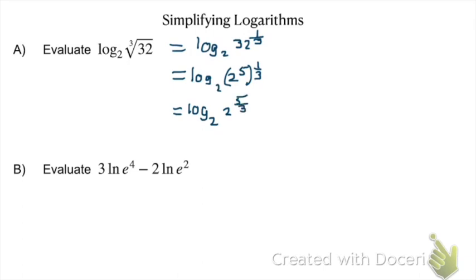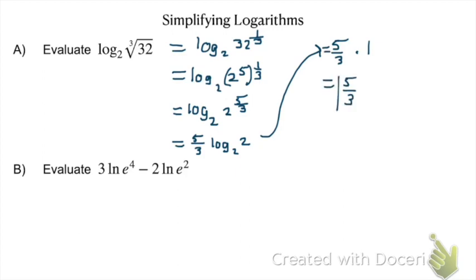Well, we have a power now, and we can bring that exponent out front. This is 5/3 log base 2 of 2. And hopefully you recall from the other day that the log base 2 of 2, if you have something with the same base as the argument, it becomes 1. This is 5/3 times 1, which becomes 5/3. And we have evaluated this using our logarithm rules.